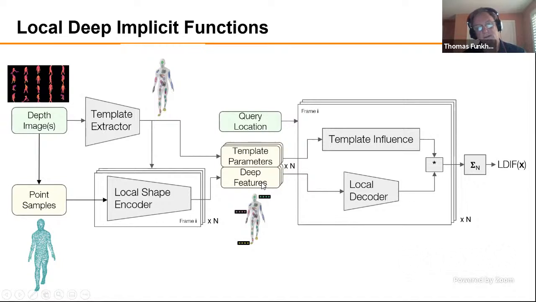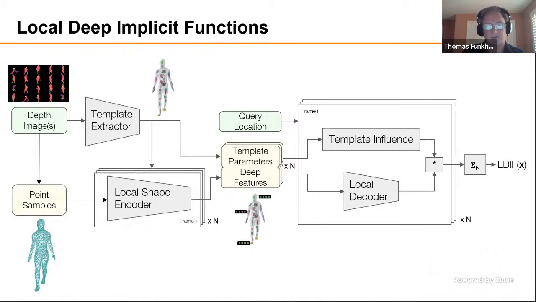Rather than asking the local network to produce the local implicit function completely itself, we find it's actually helpful to ask it to produce something that's a difference from the Gaussian. So it's a simpler function. It doesn't have to learn the size and the aspect ratio and all that of this local part that's already provided by the Gaussian. And so it only has to learn deviations from that, which is cool. And so then the sum of these local functions produces an entire function, the LDIF, which can be evaluated at any location X.